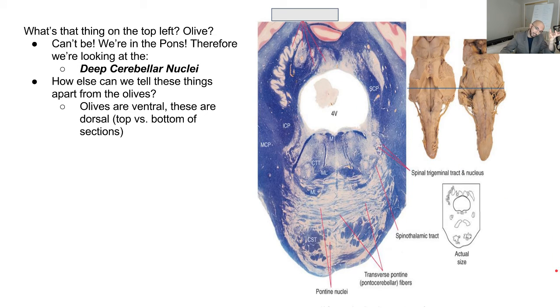Now, there's some things I didn't mention. Well, we didn't mention them that much in class, so don't worry about them too much. We did mention the pontine nuclei, which are these over here. They're kind of unique, but if you know where everything else is, and it's all multiple choice, it should be pretty easy to answer a question that asks you what the pontine nuclei are.